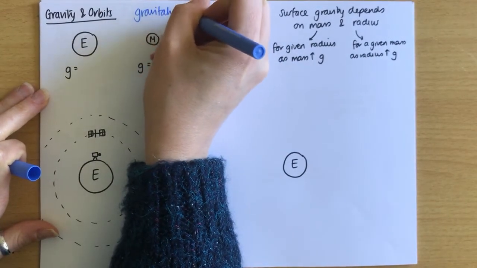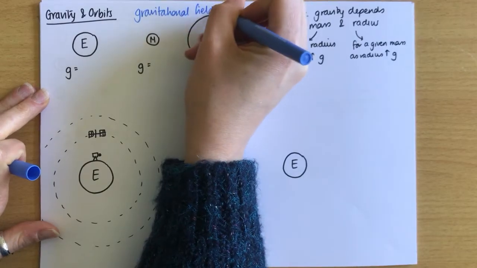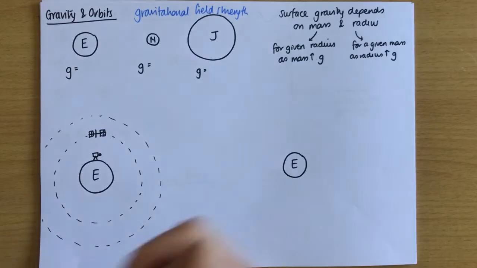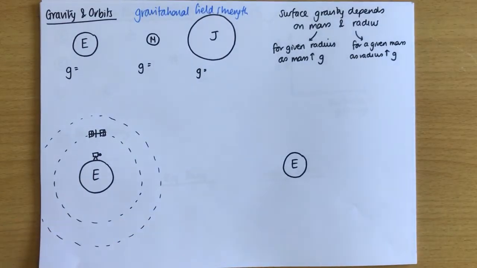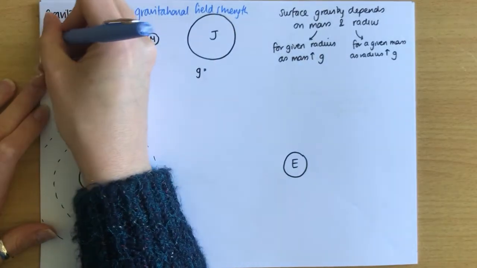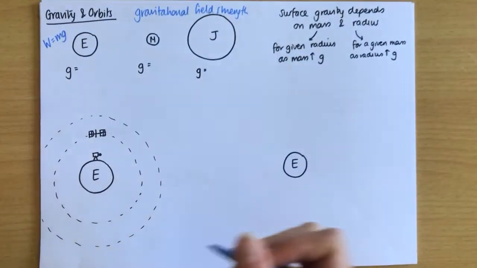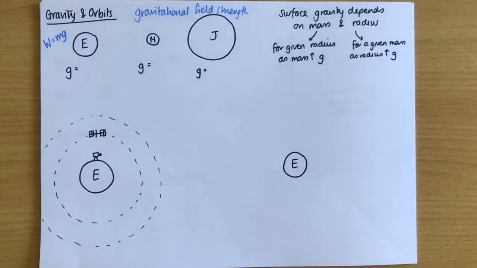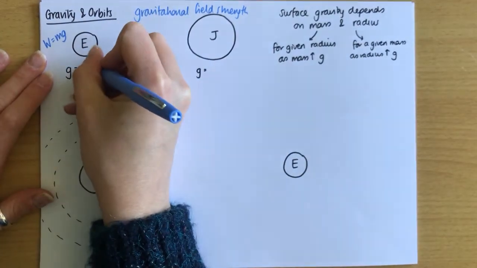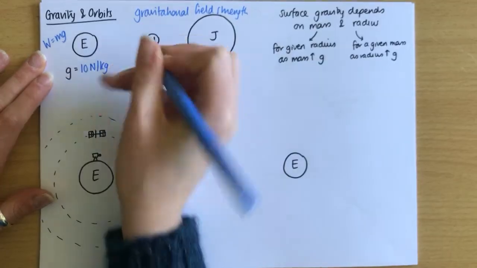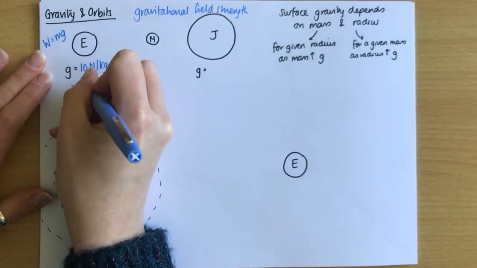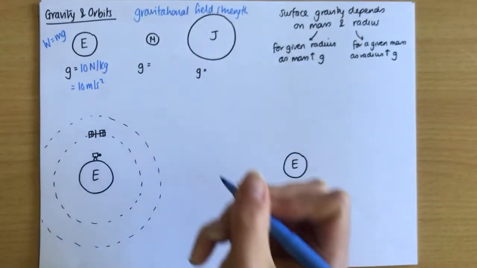Now, gravitational field strength tells us what the weight of 1 kilogram, a mass of 1 kilogram, is on a planet. You might remember the equation, W equals mg, weight equals mass times gravitational field strength. Now on Earth, gravitational field strength is 10 newtons per kilogram. Each kilogram weighs 10 newtons. And sometimes we write this as 10 meters per second squared, which is the acceleration due to gravity.